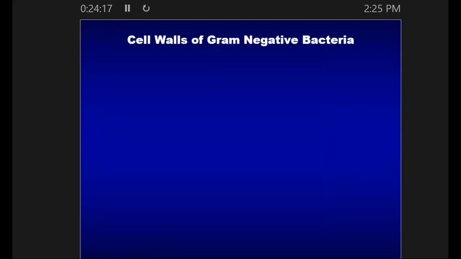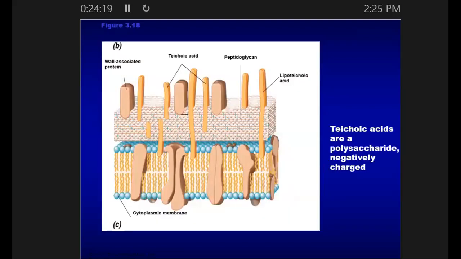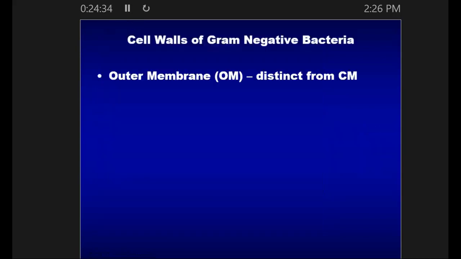Okay, so gram positives, fairly straightforward. Really thick peptidoglycan, acids in there, and that's pretty much it. Gram negative is a little bit more complicated, right? They have an extra part. They have this outer membrane that is on the outermost portion of the cell.